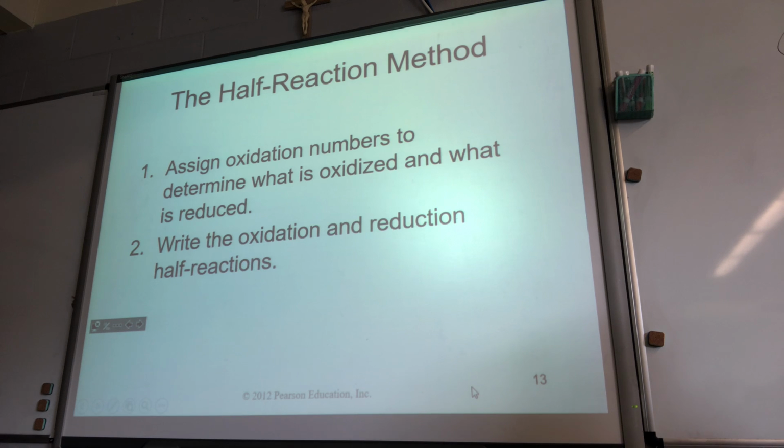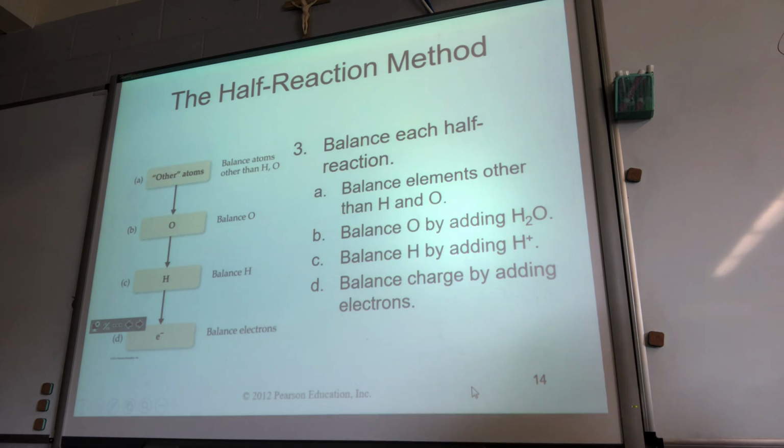We're not done. They're not balanced yet, guys. Okay. Next thing to do is to balance each half reaction individually. And in order to balance these reactions, it is not just a matter of number. What we're going to be doing is we're going to balance any elements that are not hydrogen and oxygen first. Okay, and you may not even have hydrogen or oxygen present at the beginning. That's okay.